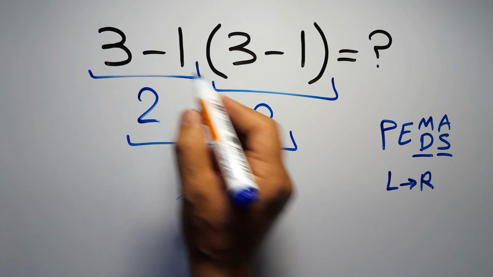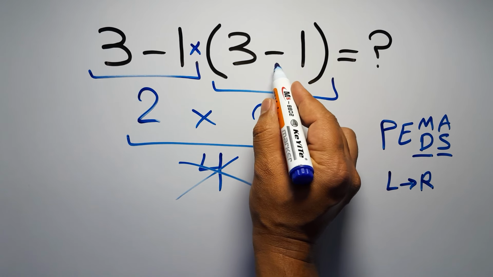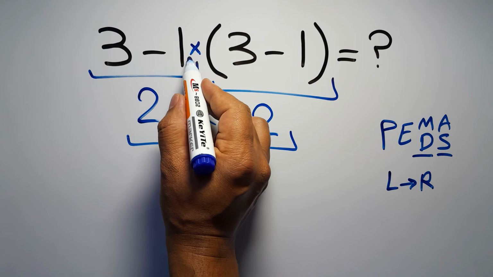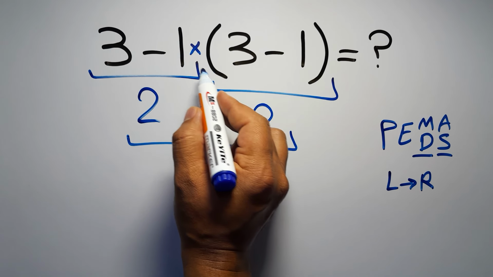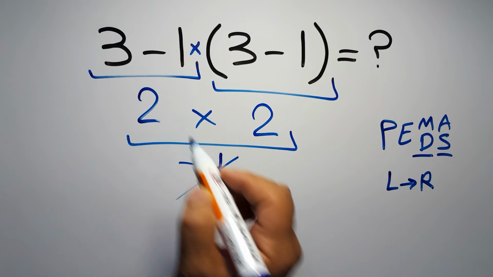In this expression, we have one subtraction, one multiplication, and one parenthesis. Inside this parenthesis, we have one subtraction. Here we have a multiplication, because in mathematics, when a number is placed next to parentheses, it means multiplication. And we usually don't write a multiplication sign for brevity.